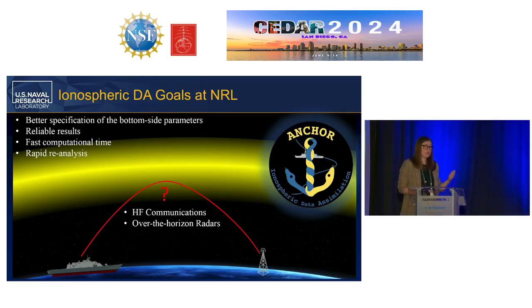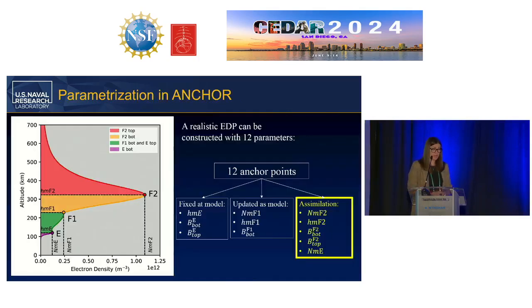We also needed it to be very fast because we want rapid reanalysis once new data becomes available. And this is how ANCHOR was born. ANCHOR is a parameterized data assimilation model. To construct the electron density profile, you only need 12 parameters.